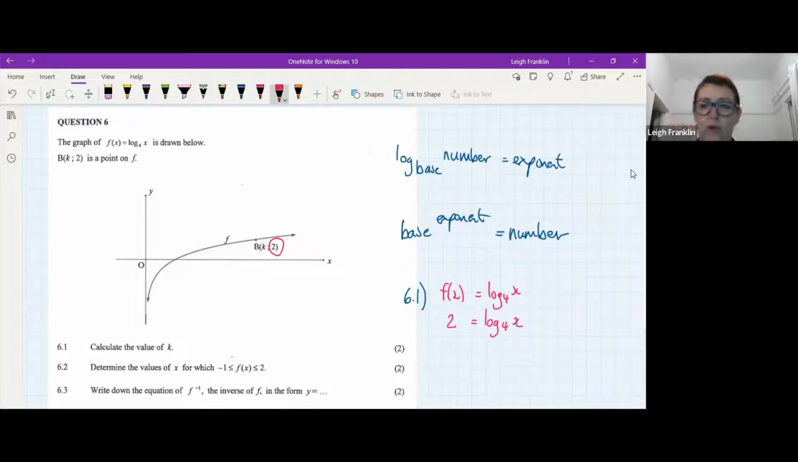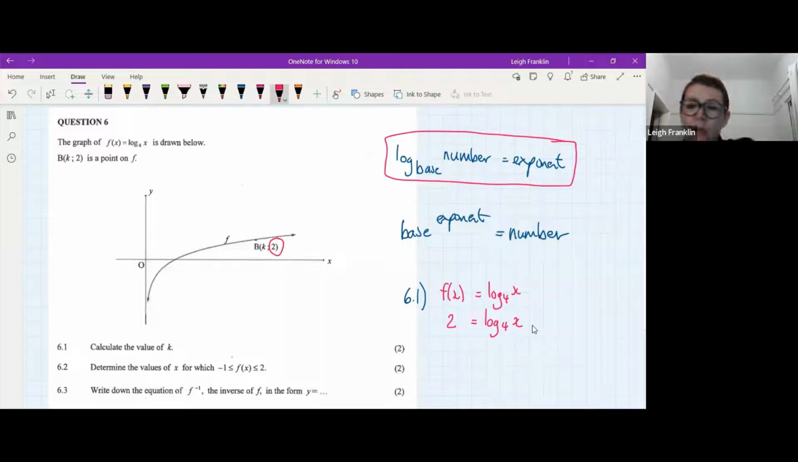And now, in order to work out what k is, x is going to be our number. So now this is why I've written this here, so that you know what it is that you're looking at. Log base number equals exponent. Now what they want us to do is figure out the value of the number, in other words, the value of k.